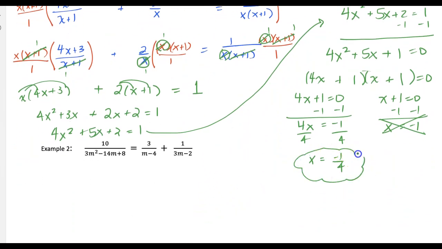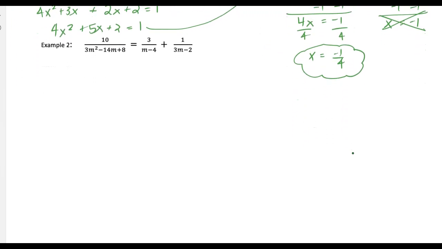So in this case, we only have one answer of negative 1/4. Let's take a look at example 2.